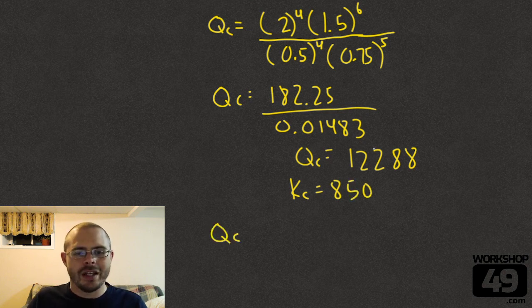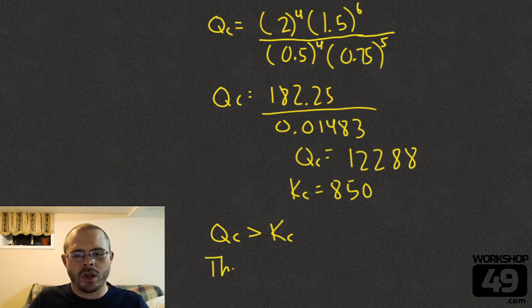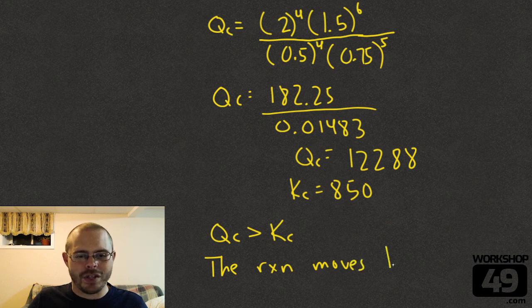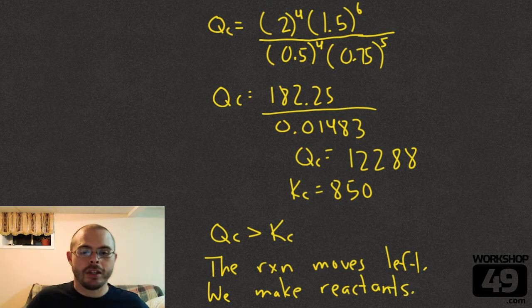Because Qc in this case is greater than Kc, this is a situation where the reaction moves left. We make more reactants. And that's it, folks. That's how you use Qc. It's a little bit easier than solving concentrations. I hope you found this video very helpful, and I'll be looking forward to seeing you next time. Thank you very much.